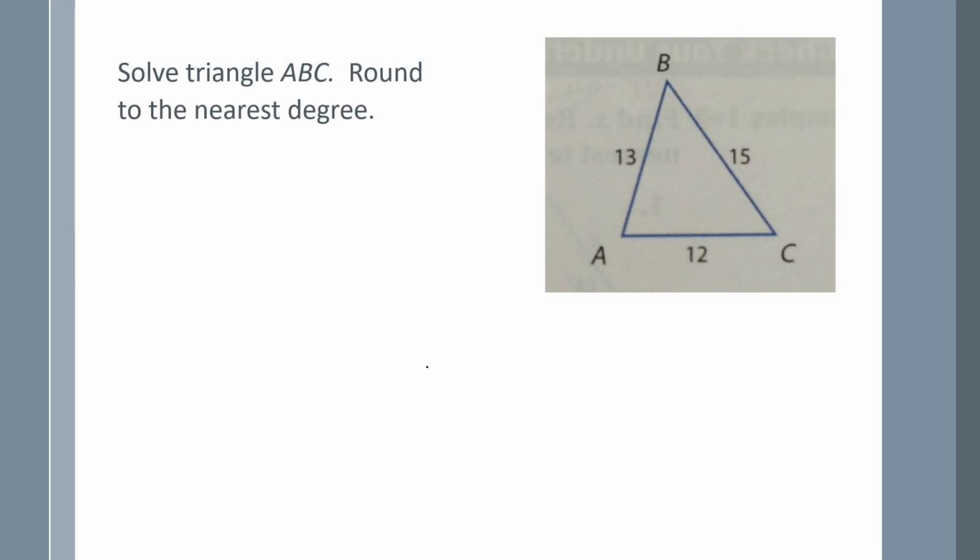Alright, so now in this one we're going to solve this triangle. So we're going to have to do two law of cosines, and then we can revert back to what we know about adding up angles. Right? So we know all the sides of the triangle. We don't know the angles. So we'll start with angle A. That's the one I'm going to do first. So 15 squared is equal to 12 squared plus 13 squared minus 2 times 12 times 13 times the cosine of A.